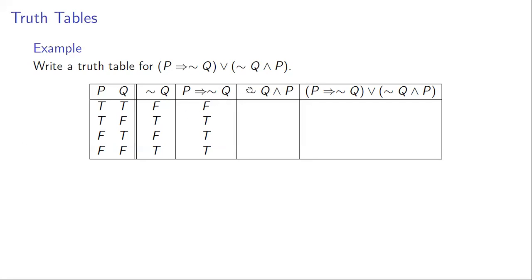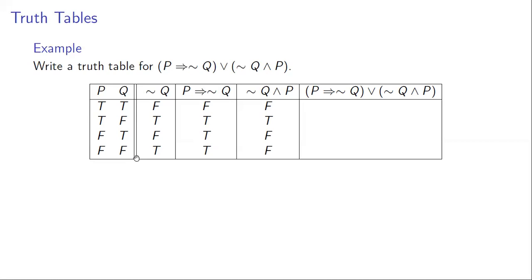Next, we have to do not Q and P. So here we're looking at the not Q column, and we're looking at P, and we're going to be comparing them with and. So false and true, that's false. True and true is true. False and false is false. True and false is false.